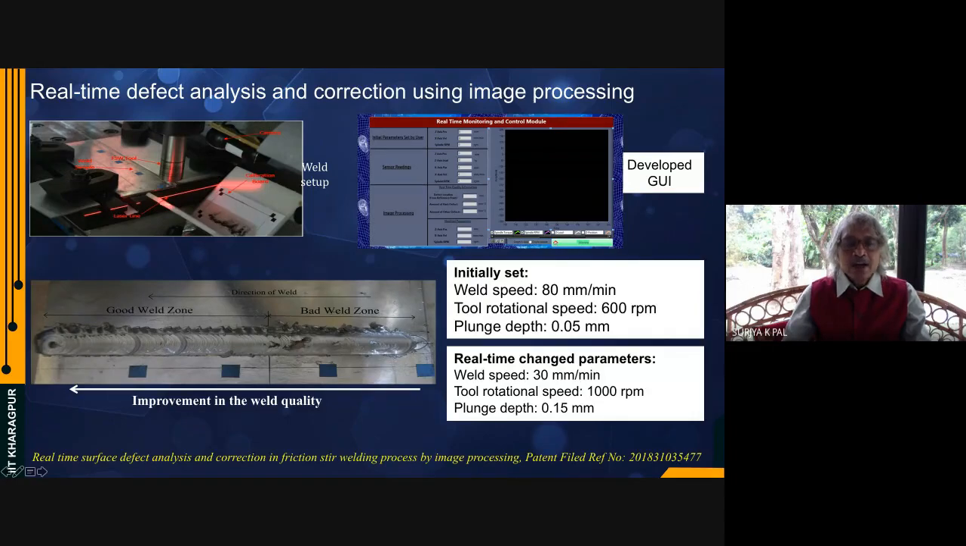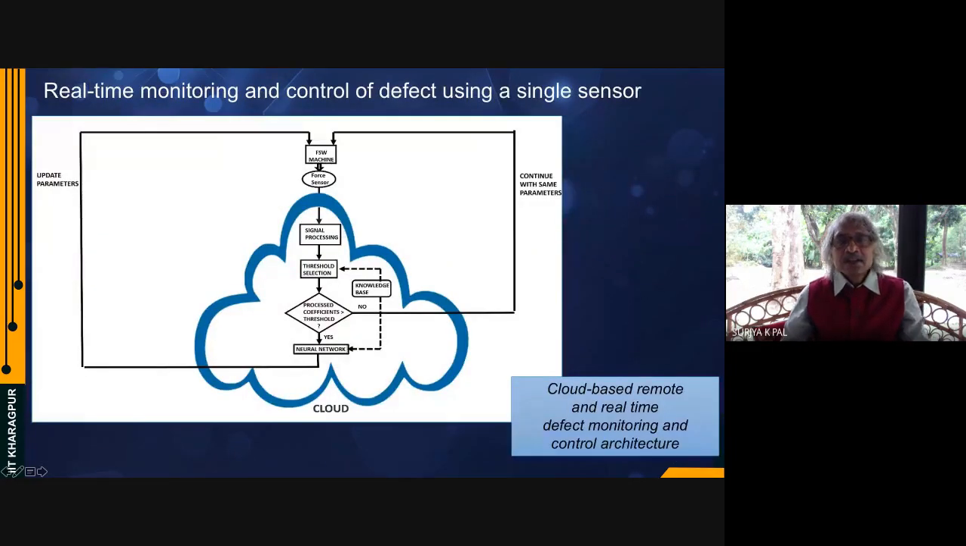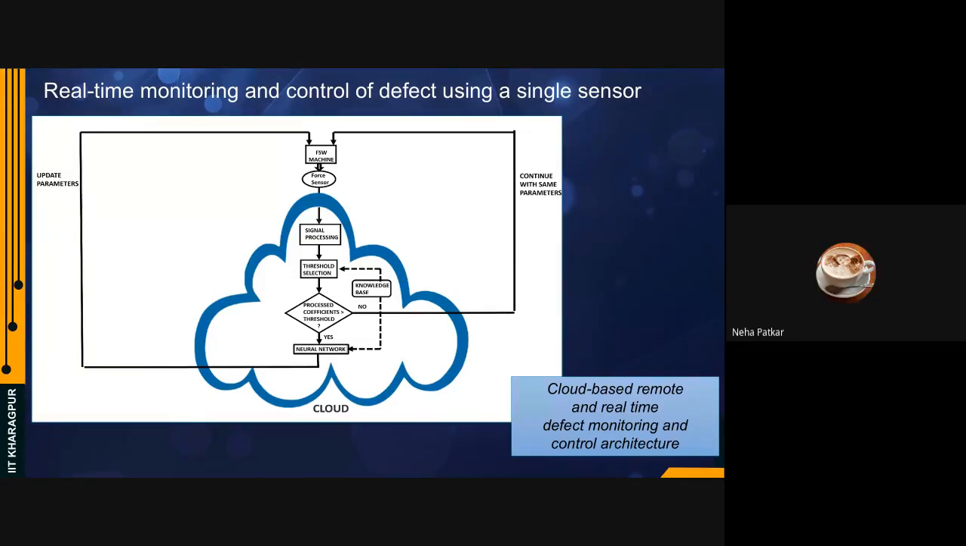We have also filed a patent on this. That previous work was on image processing, and this work is on signal processing. Here we have engaged a sensor, that is the force sensor. If something happens in the process, and if your sensor is accurate and good enough, then the phenomenon will be reflected in the signals, the sensor data.